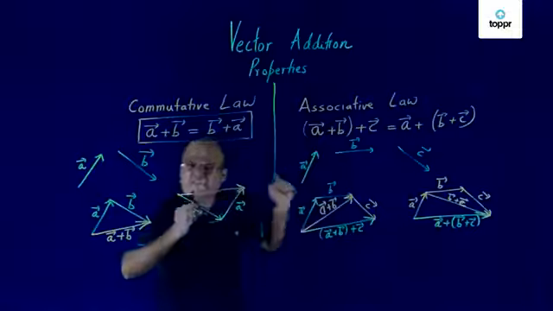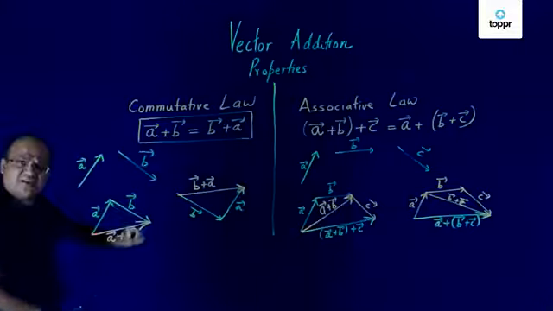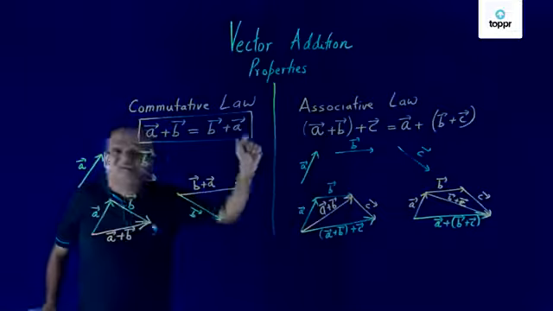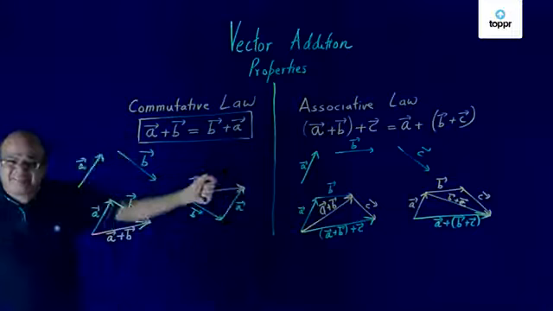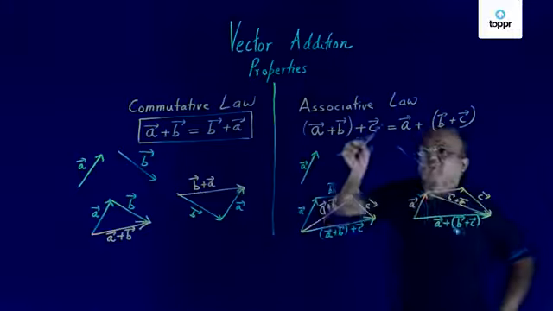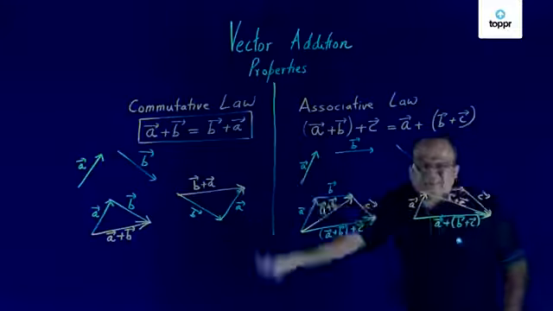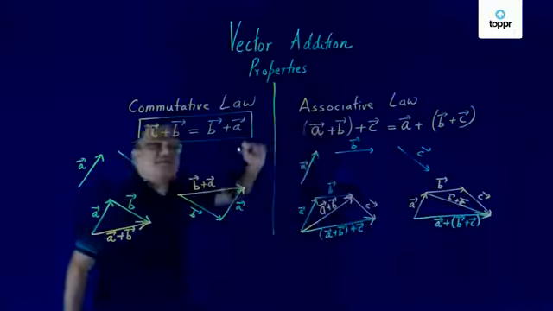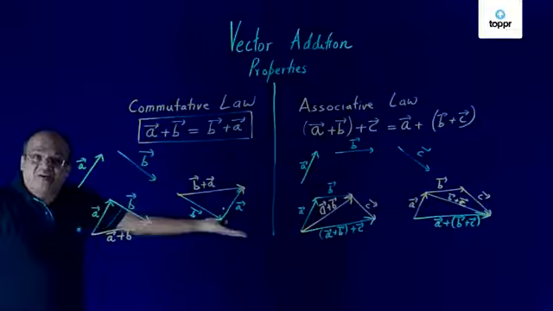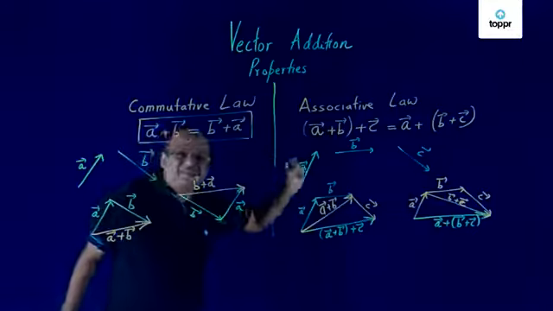So this is called associative law. A vector plus B vector plus C vector equal to A vector plus B vector plus C vector, right? As simple as that. This is called associative law. Commutative law tells us vectors can be added in any order. A vector plus B vector is same as B vector plus A vector.